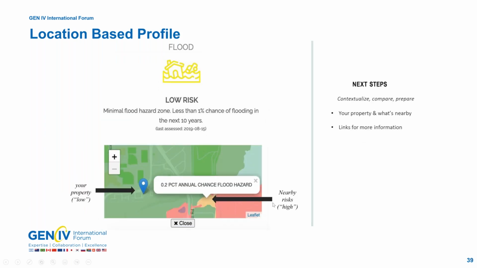The important thing to note here is flooding is extremely local. Literally one property over, you might have high flood risk, even if there's low flood potential at your property. The reason that with certain kinds of data we give graphical information is so that you can see how things vary from one location to the next. That can be particularly important.